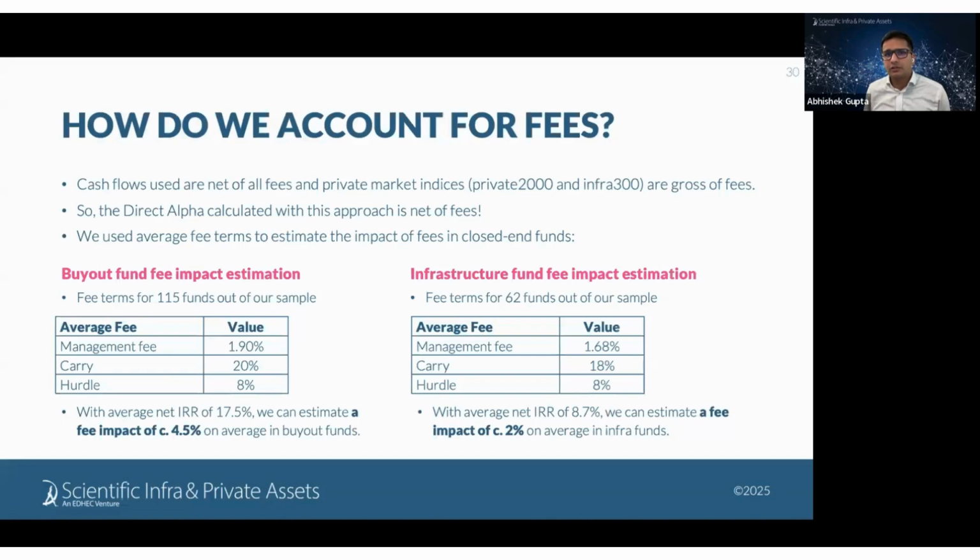A similar exercise in infrastructure: we got fee terms for about 62 funds in the sample. Average fee is 1.68%, carry is 18%, hurdle is 8%, which I was initially thinking is a bit high, but that's what we got from the fund terms in this data set. And with an average net IRR of 8.7%, we estimate a fee impact of 2% in aggregate on infrastructure funds. So again, remember these points. In buyouts, fees can have an impact of 4.5% on the returns, and in infrastructure, fees can have an impact of 2% on the returns. I'll come back to this point and show you how it relates to alpha.